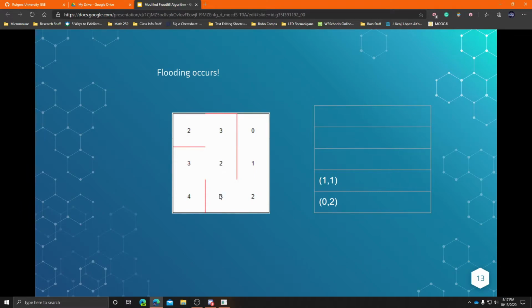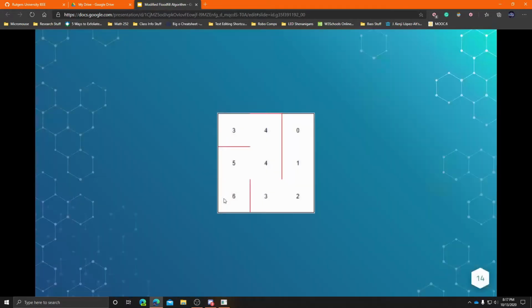As for this cell, its minimum value is 3, so the cell's value would become 4. This cell's value would become 5, and this cell's value would become 6, giving you the map we have here. All right, and then you continue that process until you reach the center of the maze. And this will guarantee that you reach the center of the maze, no matter what.